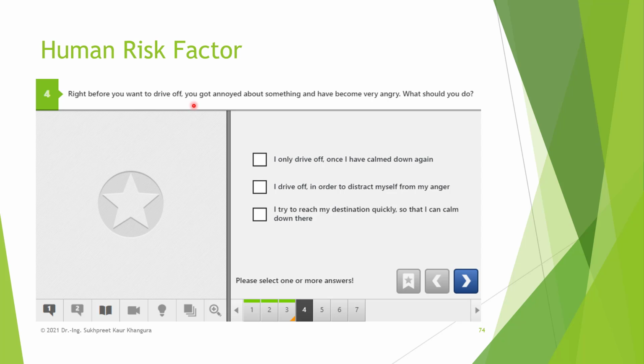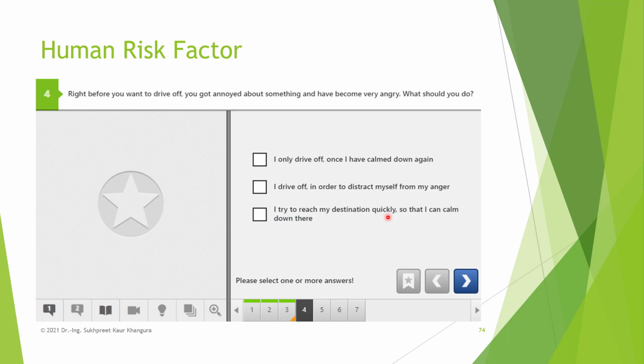Right before you want to drive off, you got annoyed about something and you have become very angry. What should you do? I only drive off once I have calmed down. It's very important that you should behave normally before you're going behind the wheel. You are calmed down, you are relaxed, and then think about driving. I drive off in order to distract myself from my anger? No, not a good idea. I mean, in the movies you might have seen that, but in actual life it's a bad idea.